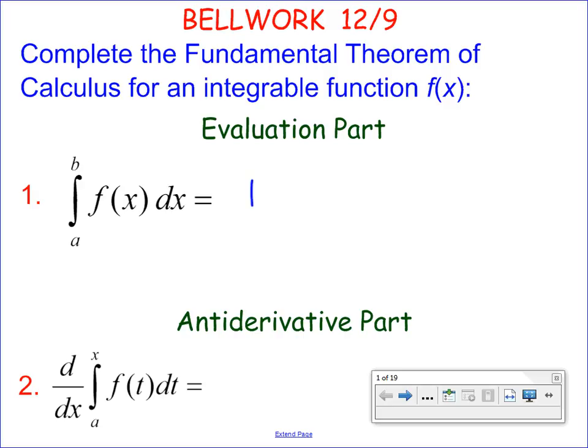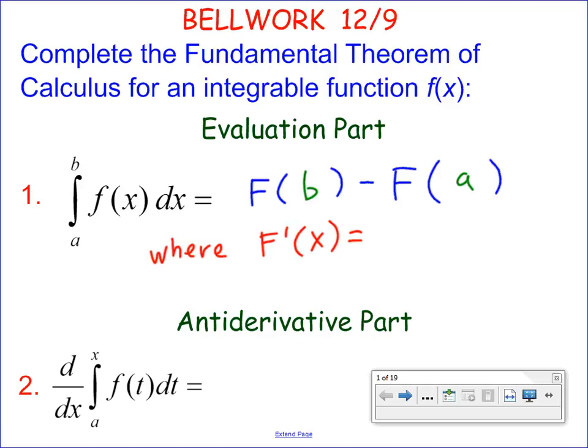Big F of b minus big F of a. Absolutely. Big F of b minus big F of a, where F is an antiderivative, any antiderivative of little f. So I'll go ahead and say that is where F prime of x equals f of x. So big F is an antiderivative of little f. Raise your hand if you had number 1. So there's my evaluation part of the fundamental theorem of calculus.